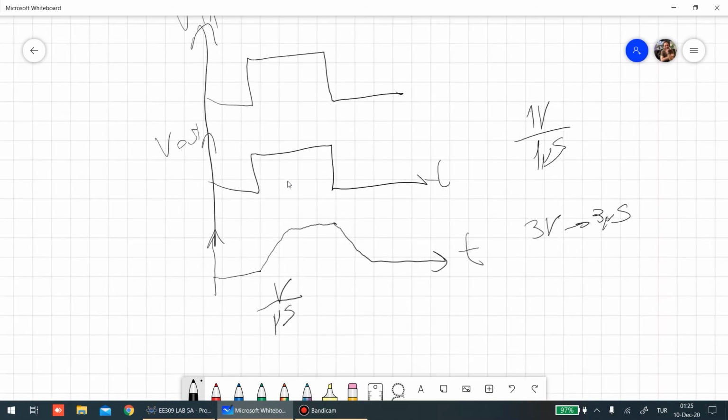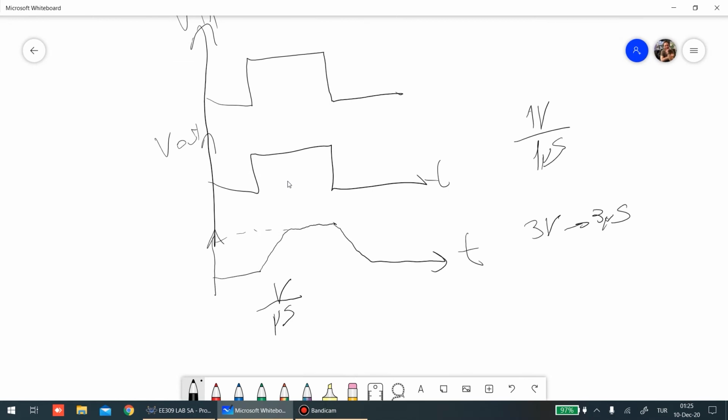So for this graph, for 10 volts of maximum voltage, it will take 10 microseconds. So let's see our circuits.